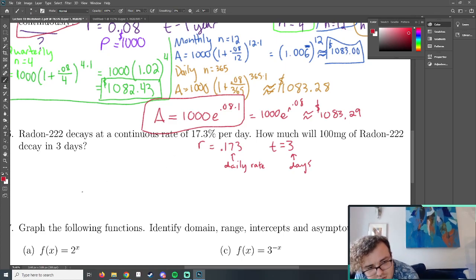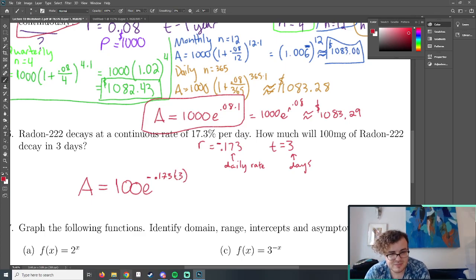Here, we can do the same thing. A, the accumulated amount, or the final amount, though notice how this is going to be less than our principal amount, equals 100, that's our principal, 100 milligrams of radon 222, times E to the, and now, sorry, I should say, it decays at a continuous rate of 0.173 per day, so we would actually make that a minus 0.173, times T, which is 3.